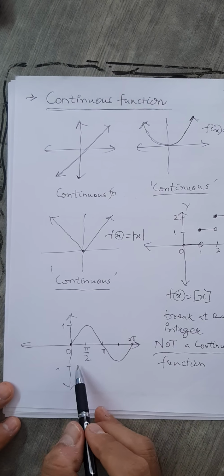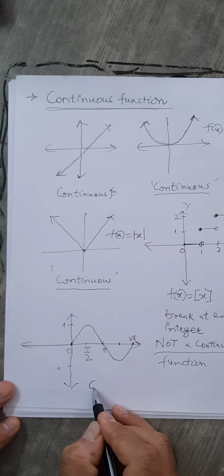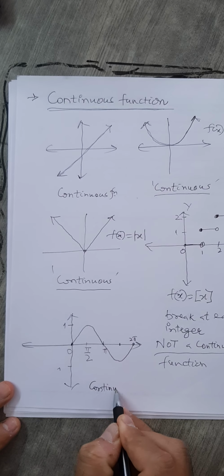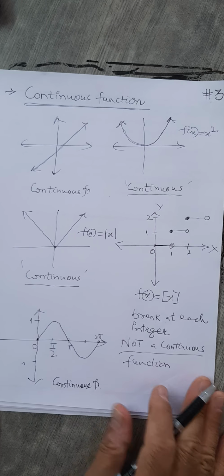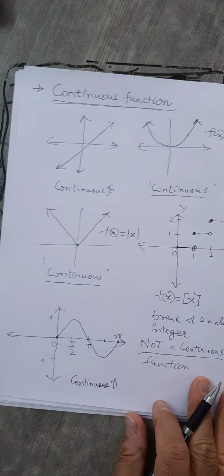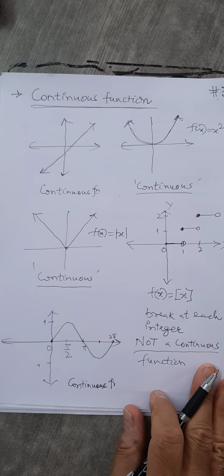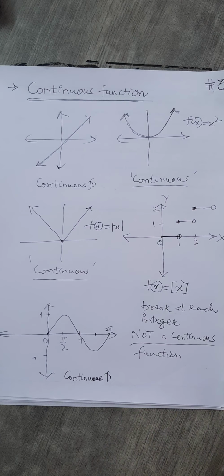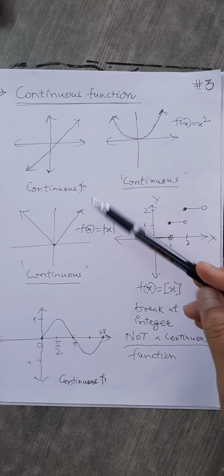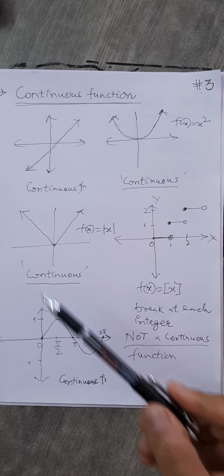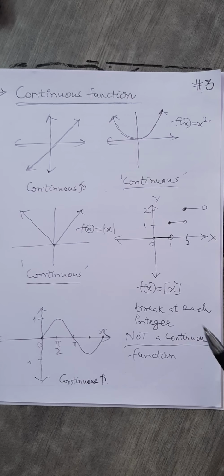Now again there is no break in this function. So this is also a continuous function. Continuous function means there should not be any break in the graph of a function. Such a function is called a continuous function. So that's one thing. Now every time it's difficult to draw the graph of a function and check whether it is continuous or not.